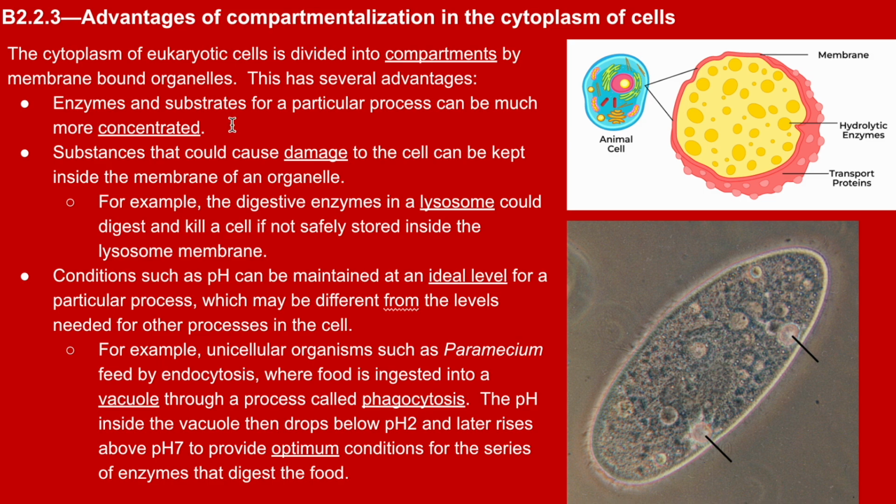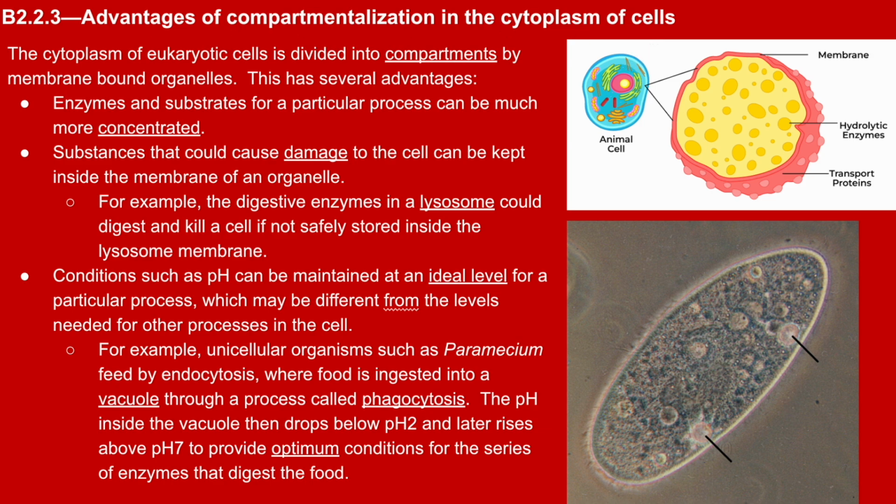We can take enzymes and substrates for a particular process and have them become much more concentrated. So for example, enzymes that are needed to do the Calvin cycle are going to be concentrated in the stroma, the liquid inside of a chloroplast. Rather than floating all about the cytoplasm, it would be much more inefficient for those enzyme substrate reactions to occur.